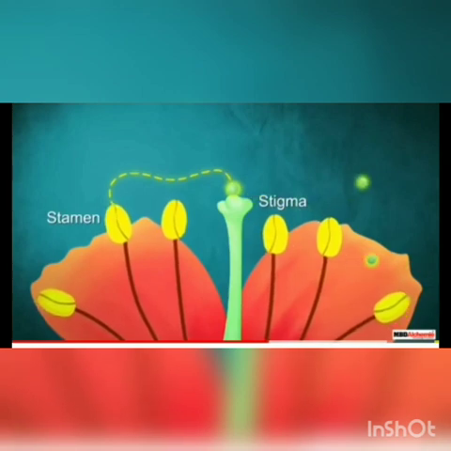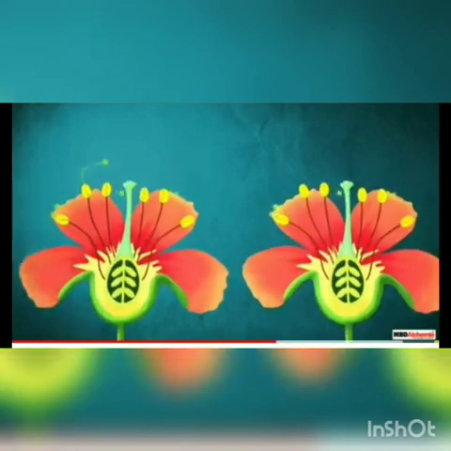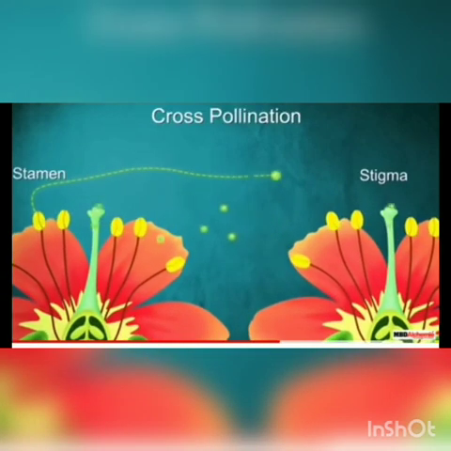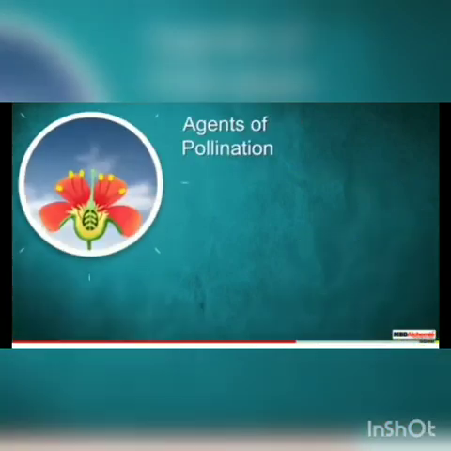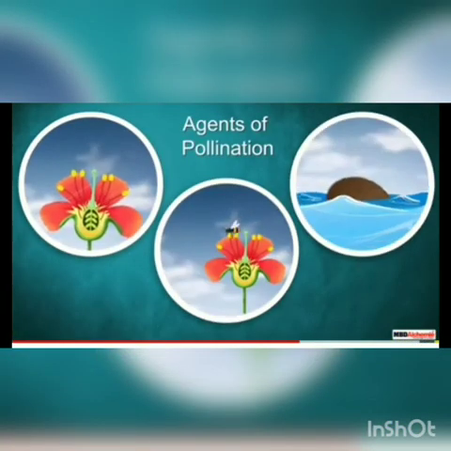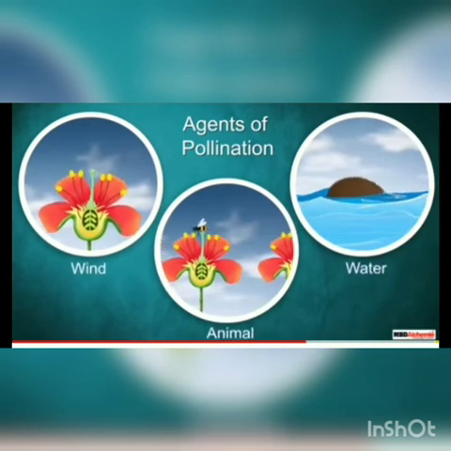Can you see the stamen and the stigma? That is known as self-pollination. And cross-pollination, that is from one flower to another flower, from the stamen of one flower to the stigma of another flower, that is known as cross-pollination. Agents of pollination are birds, wind, water and animals.